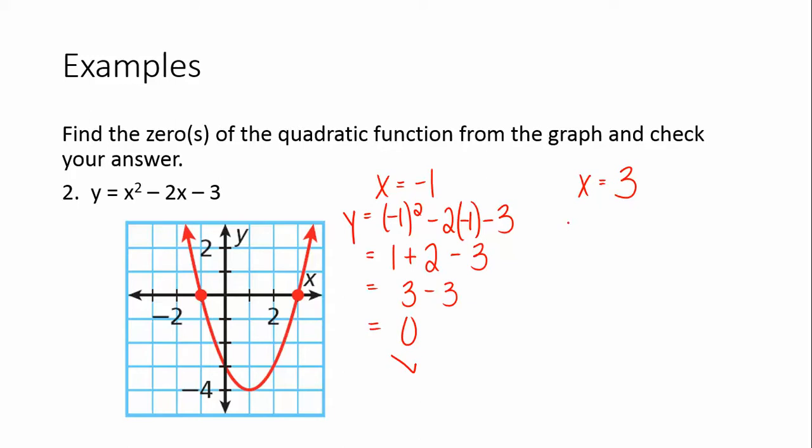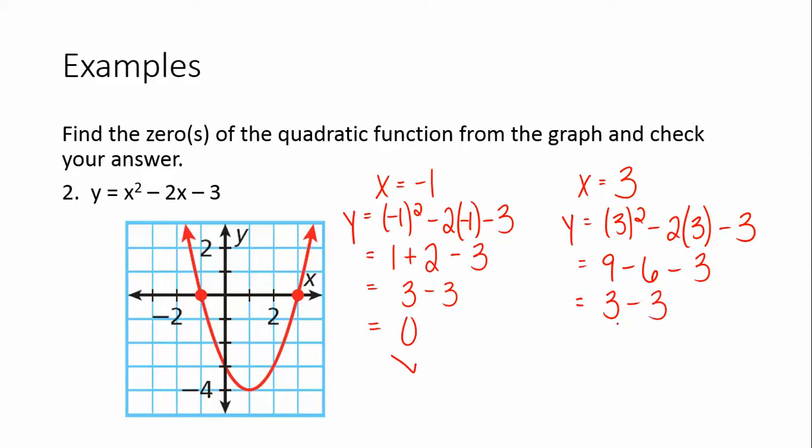Let's check the next one. We get y equals 3 squared minus 2 times 3 minus 3. So that's 9 minus 6 minus 3. 9 minus 6 is 3. 3 minus 3 is 0. So this one also checks out. Remember again, the zeros of the function are basically the x-intercepts. Where does that graph cross the x-axis? Again, it's the value or values that make the function up here equal to 0.